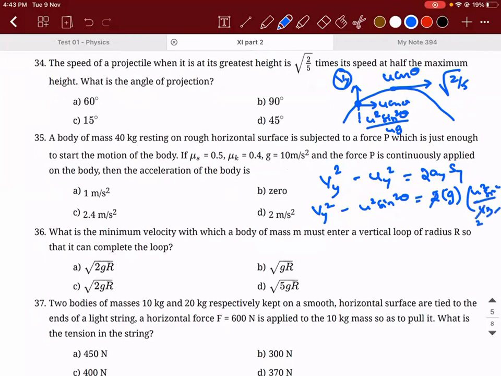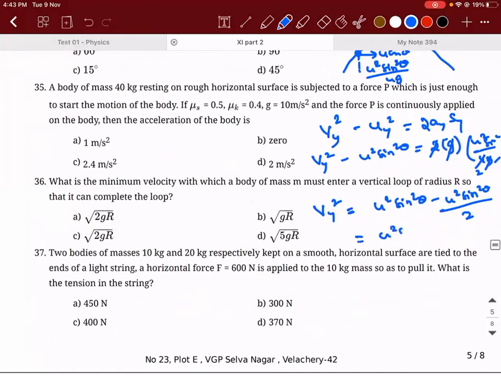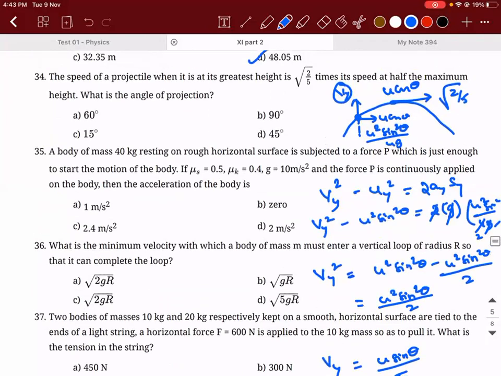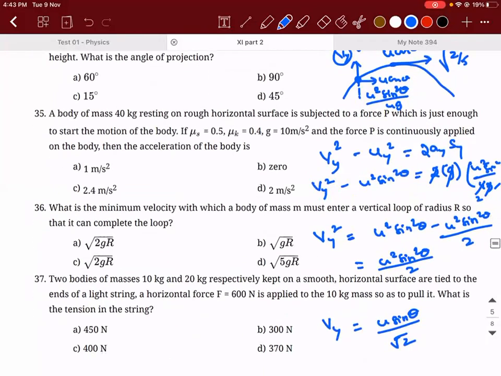So this and this will get cancelled 2 times. So Vy square will be equal to u square sine square theta minus u square sine square theta divided by 2. So what will happen? It will be u square sine square theta divided by 2. So what will be the value of Vy? Vy will be u sine theta divided by root 2.